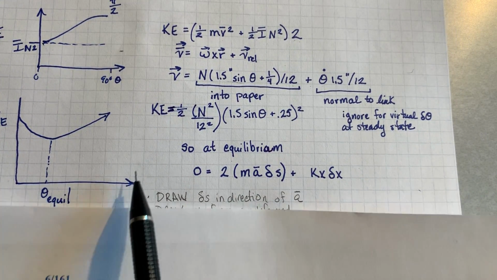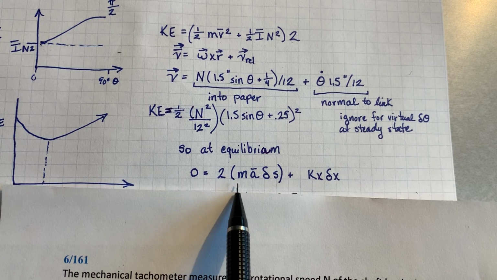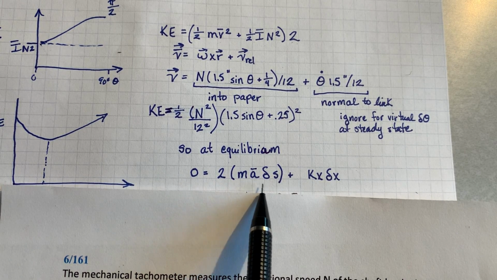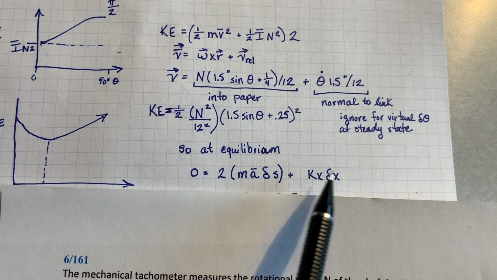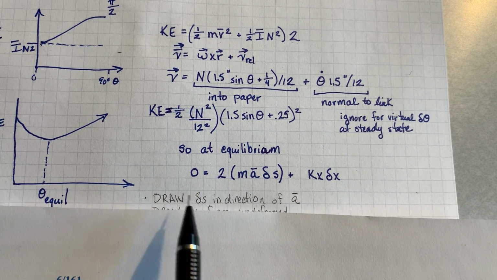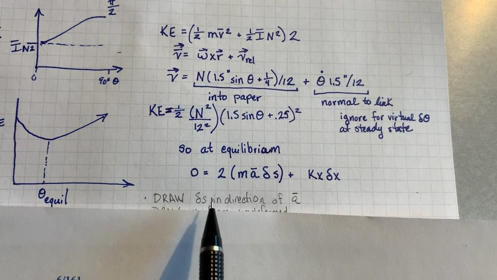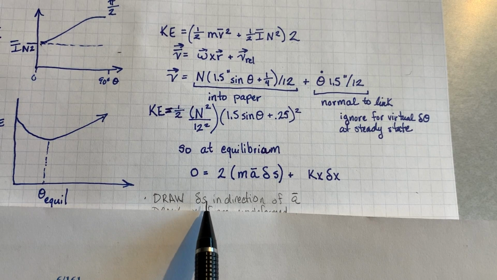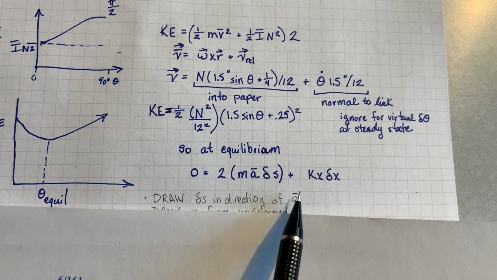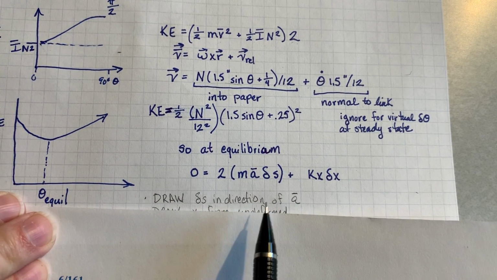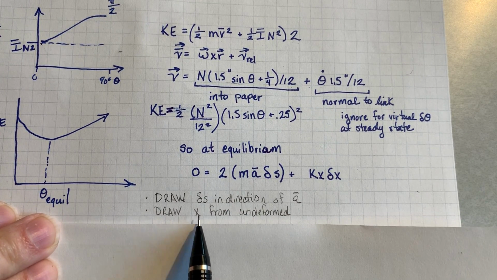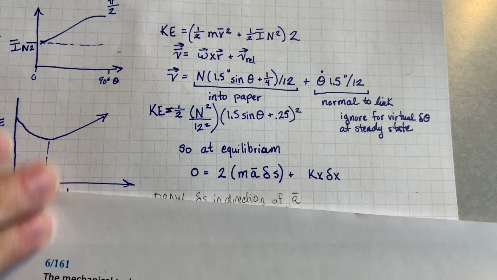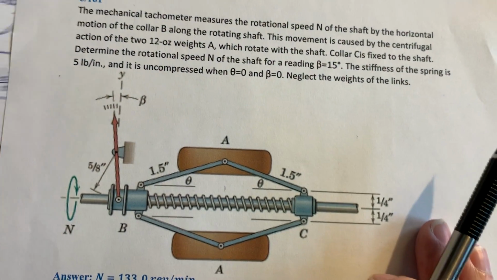All right, so for this equation, we're going to have some 2ma virtual work in s plus kx virtual work in x. And these are my pro tips for all of these virtual work problems. I think you should make sure you draw this virtual change in s. It has to be in the same direction as your acceleration, right? So in this case, that's inward toward the shaft. And then draw x from the undeformed spring length. So let's go ahead and do that.